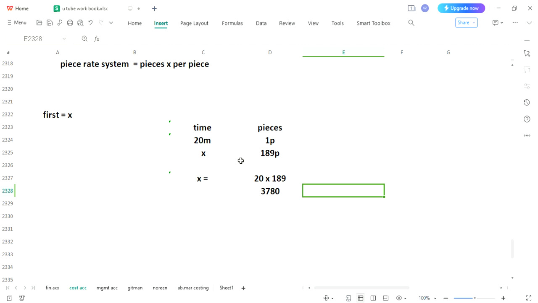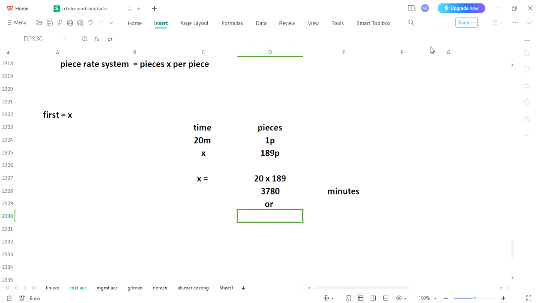Please listen to the question again. One piece is manufactured in 20 minutes. For 189 pieces, how many minutes? The question was how many minutes you need. So these are minutes. But minutes are actually a little bit confusing. We will convert them into hours.